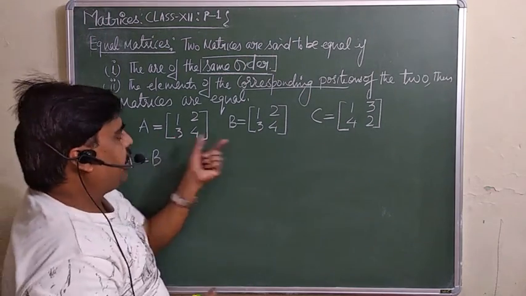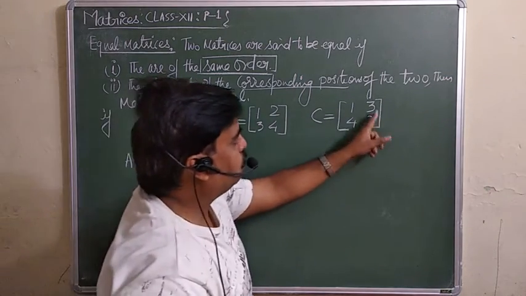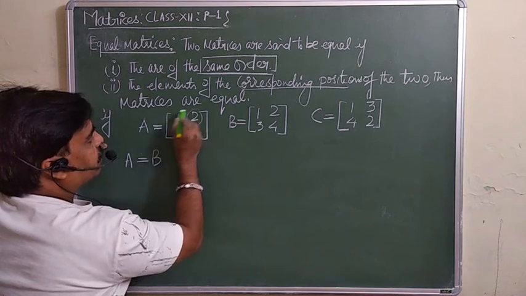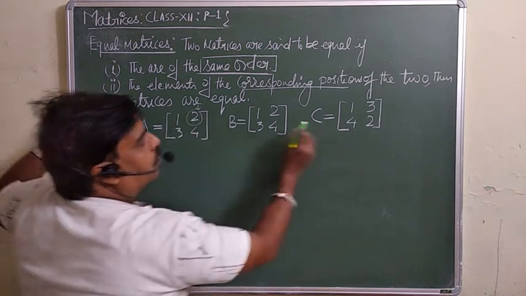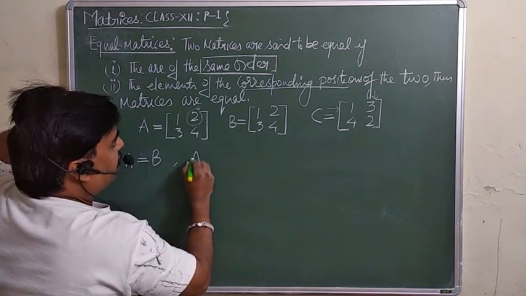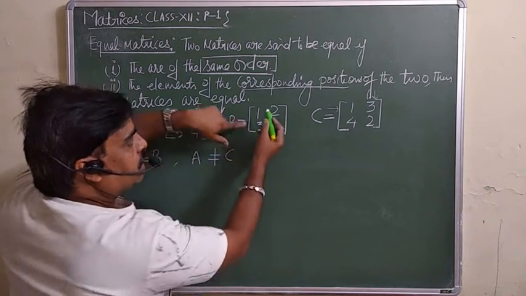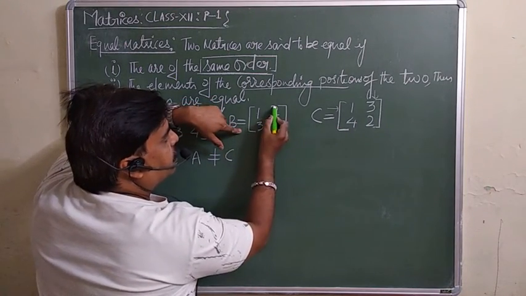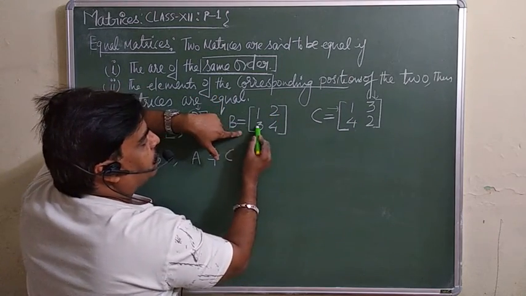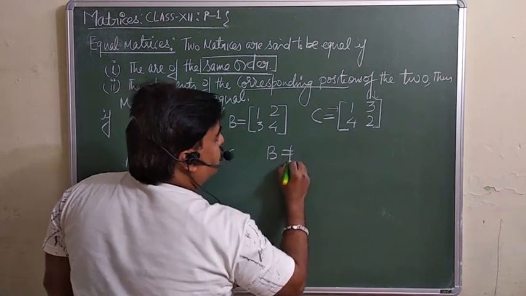But if we compare A and C, the elements are the same. Here is 1 2 3 4, here is also 1 2 3 4. But the position of the numbers is not the same. Here the 2 is in the first row and second column, but in this one the first row and second column is 3. So you can say A is not equal to C. Similarly, if we compare this one, first row, second column is 2, here it is 3, and second row, first column is 3, here it is 4. So B is also not equal to C.